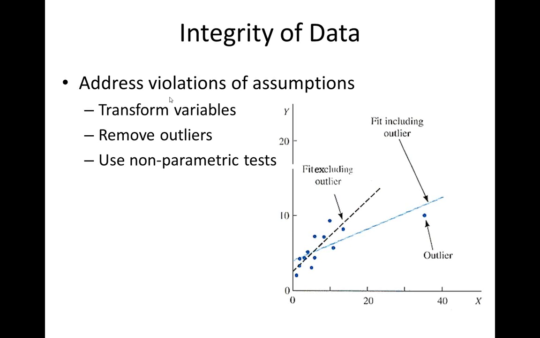And I'm not going to go into details of these, but basically you can transform your variables to bring this outlier closer in to the rest of the data. You can simply remove the outlier, or you can use what are called non-parametric tests, which basically rank all the data and close the gap between all of your data points, not just the outlier. Again, not enough time to go into these in detail. But point being, you shouldn't be analyzing data that you haven't fully checked for integrity and applied these sort of remedies.